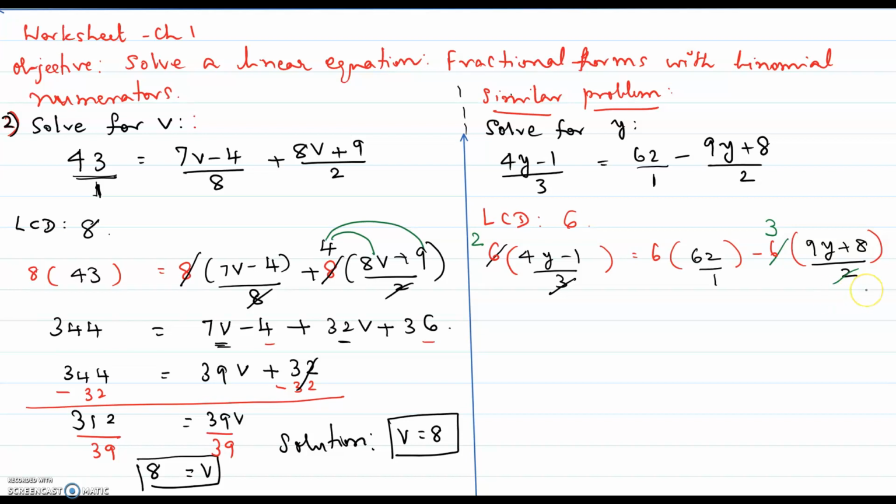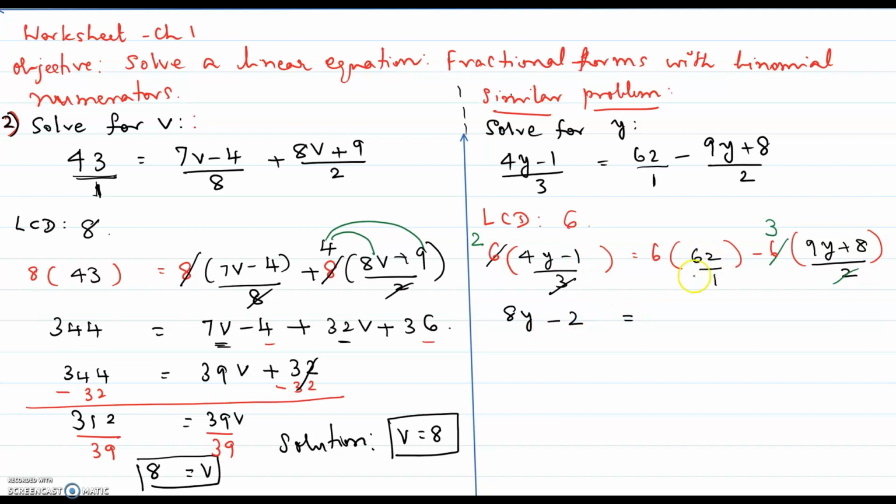Now that way we have cleared the denominators, we have cleared the fractions. So all the denominators got cleared this way. That's the very idea of multiplying everything by the LCD. Now we have to distribute the 2 on the left hand side, the 3 on the right hand side. So 2 times 4y, that will be 8y. 2 times negative 1, that is negative 2.